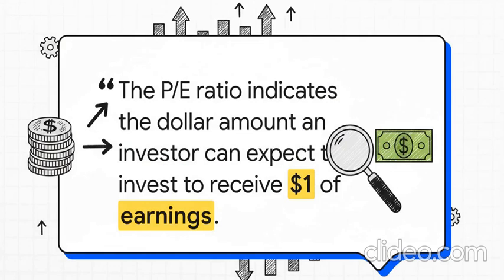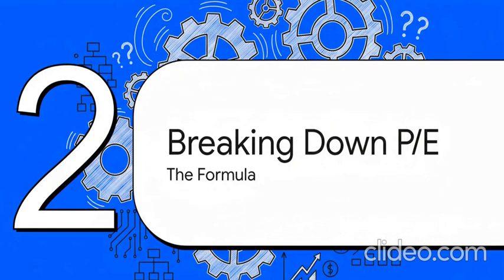Now, this is probably the single best way to think about it. If a company has a PE ratio of, let's say, 20, that literally means investors are willing to pay $20 right now for just $1 of that company's earnings. Right away, you get a feel for how expensive or cheap a stock is relative to its actual profits. That sounds pretty simple, right? Well, it is. Let's quickly peek under the hood and see what this thing is actually made of.